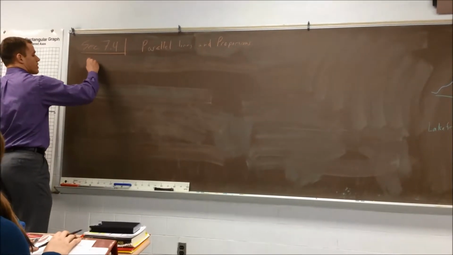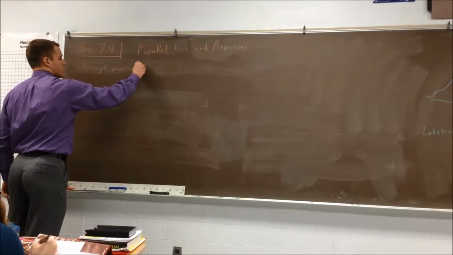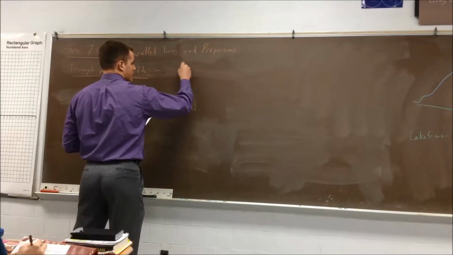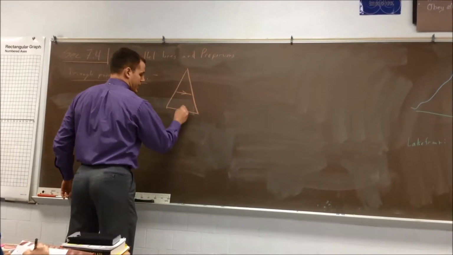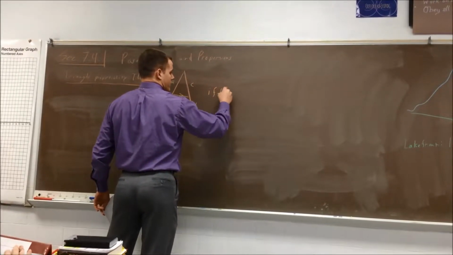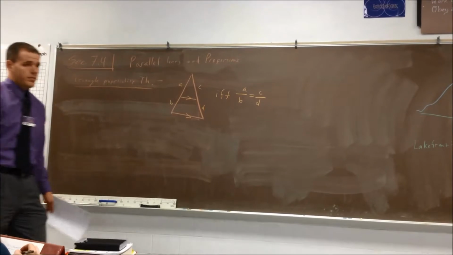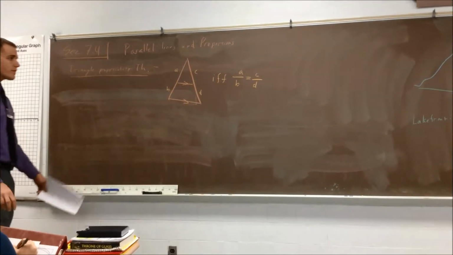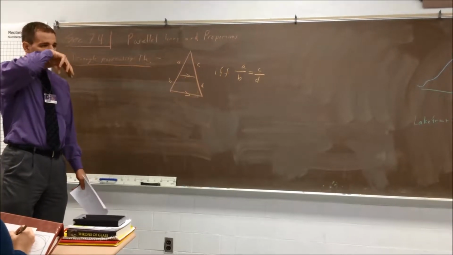First, the triangle proportionality theorem. The triangle proportionality theorem simply says if these are parallel, those are parallel if and only if A over B is equal to C over D. That's the only way you know they are going to be parallel.